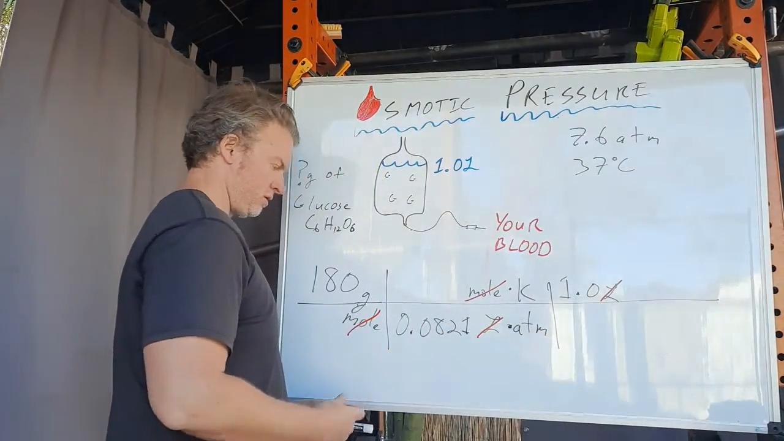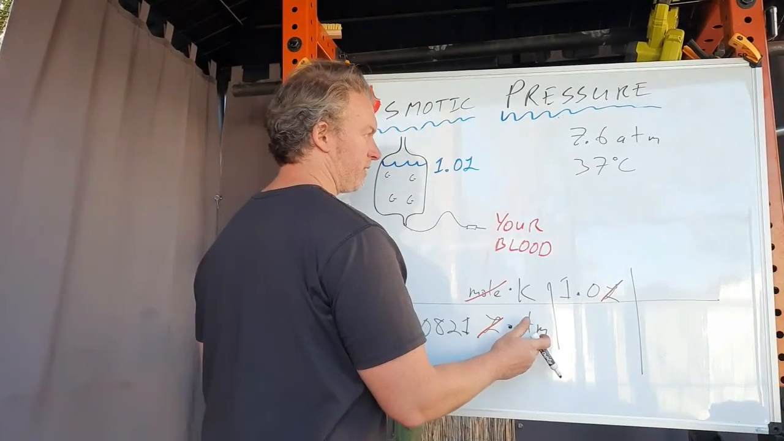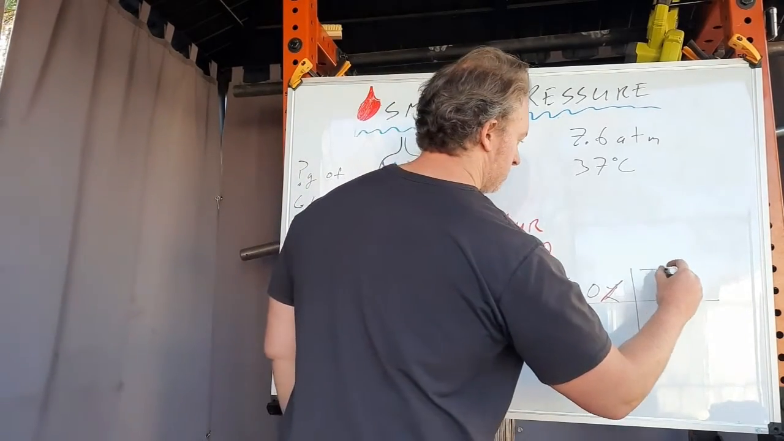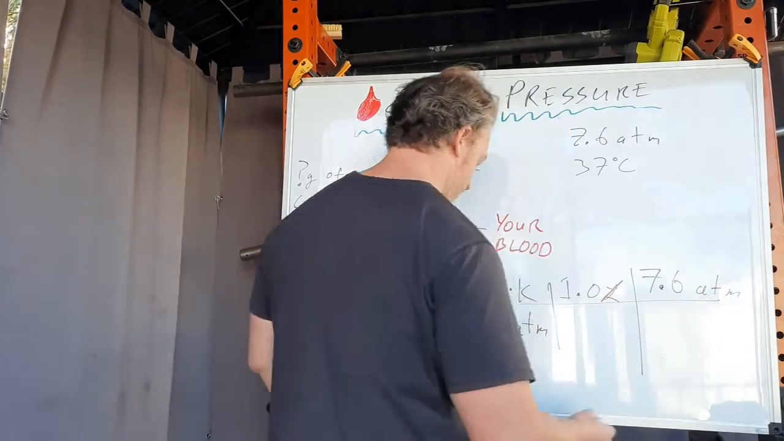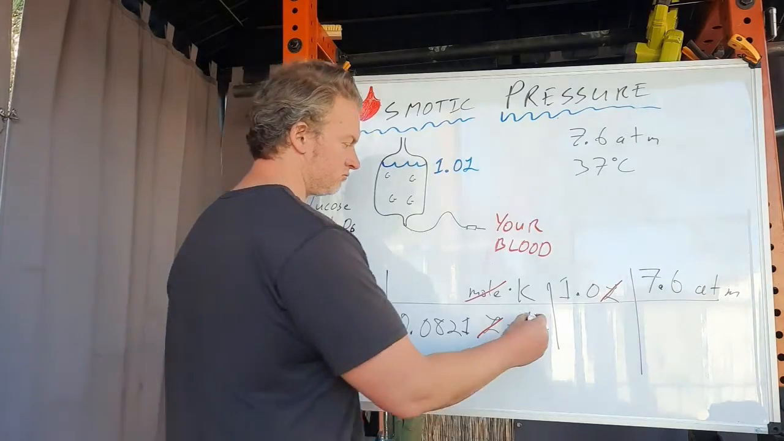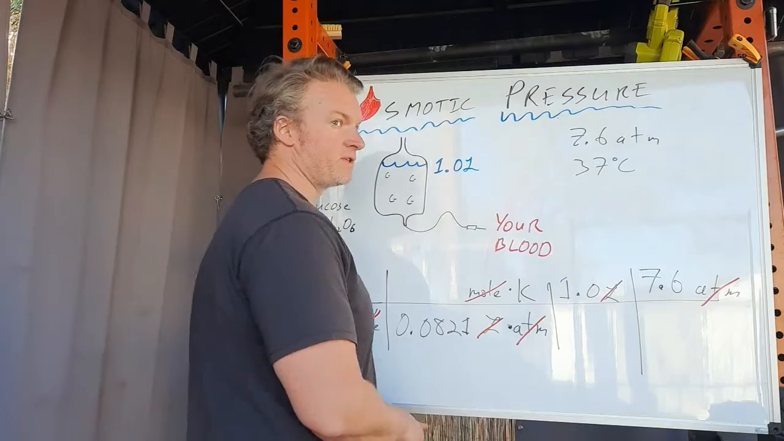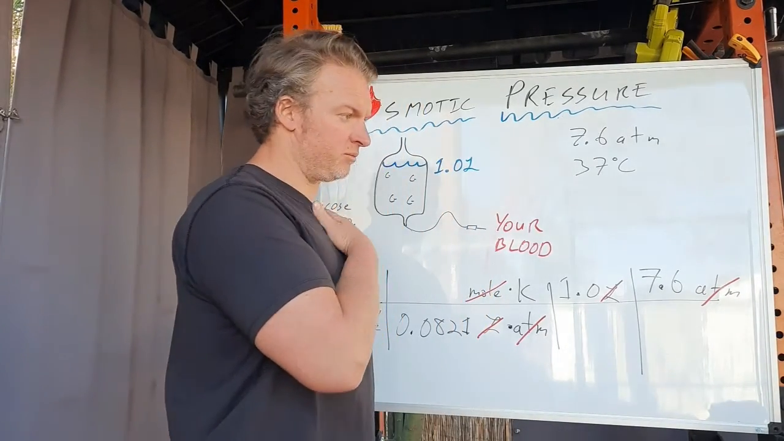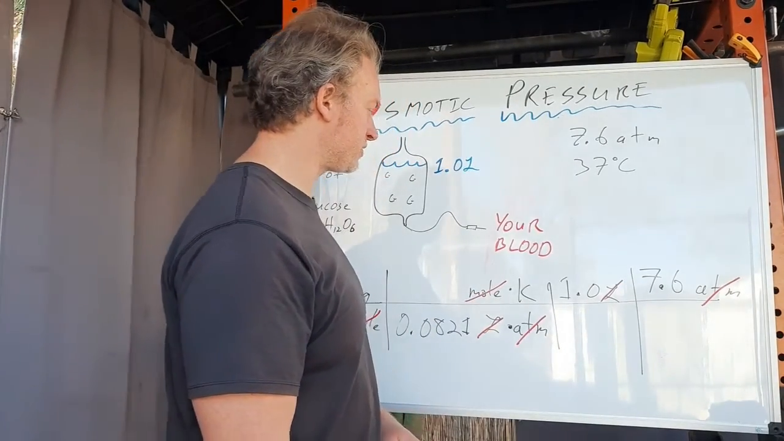Okay. Let me do my pressure first. That way, there's no conversions. 7.6 atm is the pressure, the osmotic pressure of blood. That's much higher than atmospheric pressure, 1 atm. And if you think about the possibility of your blood boiling away, you would very much appreciate how high that osmotic pressure is.